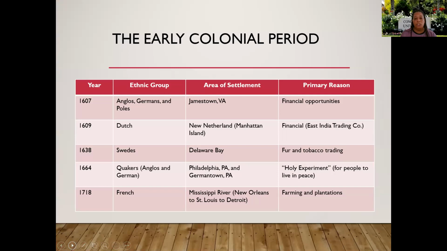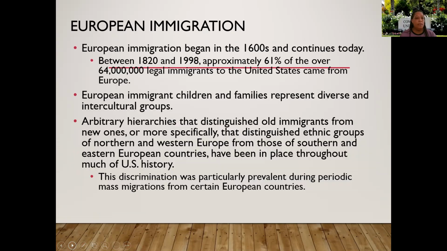They were in Jamestown, Virginia, for financial opportunities. The Dutch in the New Netherlands, Manhattan Island, for financial reasons. The Swedes, Delaware Bay, for fur and tobacco trading. The Quakers, who were the Anglos and the Germans, in Philadelphia and Germantown, Pennsylvania, for the holy experiment for people to live in peace. And the French, the Mississippi River, New Orleans to St. Louis to Detroit, for farming and plantation. So that was the European immigration, which began in the 1600s and continues till today.